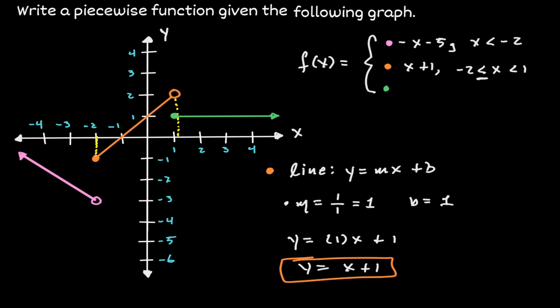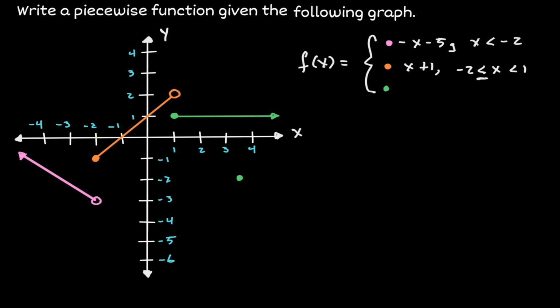Now let's analyze the third section. Now the section in green, notice that it's a horizontal line. And horizontal lines have equations that are just equal to a constant value, which in this case, notice that regardless of which point I choose in this horizontal line, the y value is always equivalent to 1. So that is going to be the equation for this horizontal line, y equals 1. Well, let's put that down in our piecewise function.